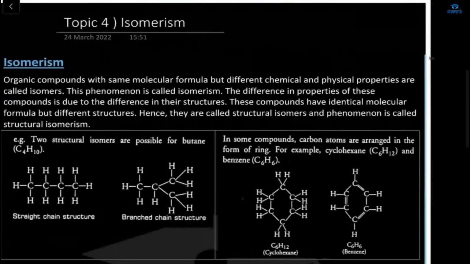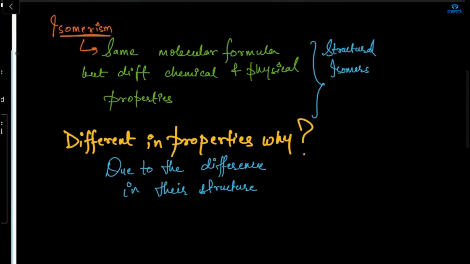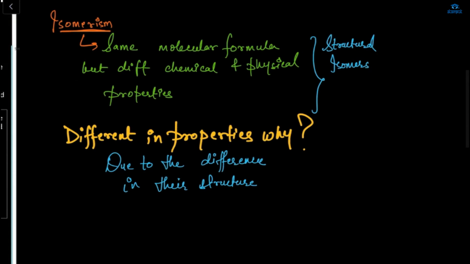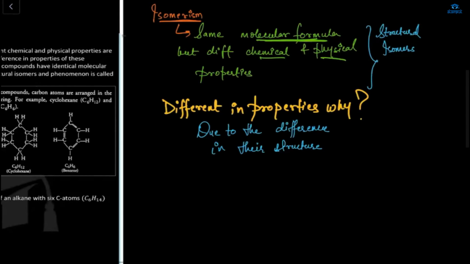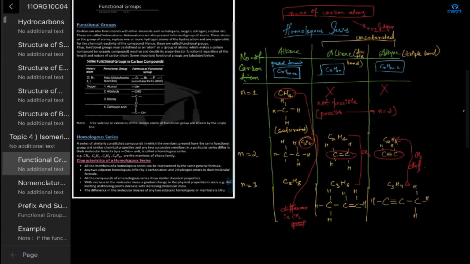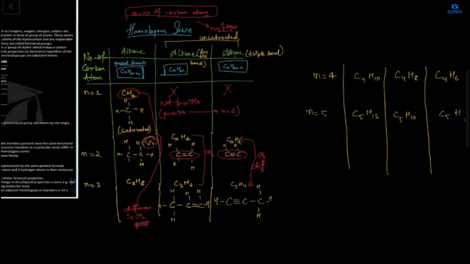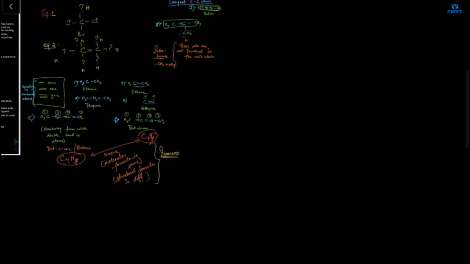Now this is the next topic, your isomerism. So what is isomerism? See, this will have the same molecular formula but different chemical and physical properties. This is your structural isomers. Okay, so this is the basic definition of isomerism, but let me give you guys an example, then it will be easy for you.